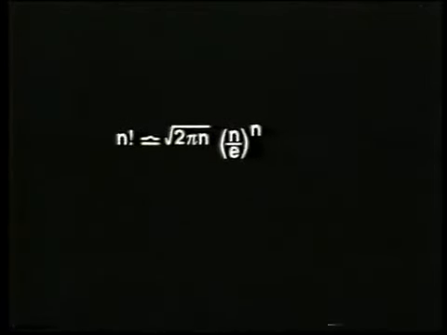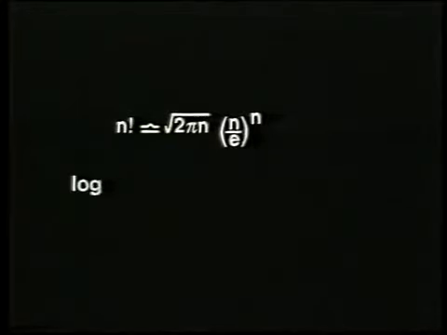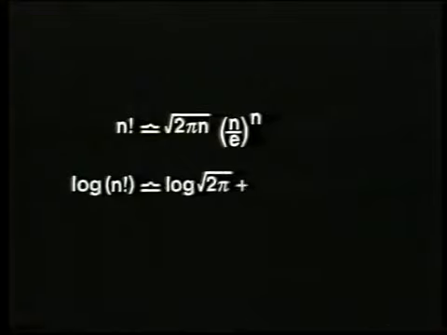Well, before we use this expression, I'd just like to show you another way of getting it. You may remember that Stirling's formula gives us a very good approximation for n factorial. Namely, n factorial is approximately square root of 2 pi n times (n over e) to the n. So the log of n factorial is approximately log of root 2 pi plus log of root n plus n times log of n over e.